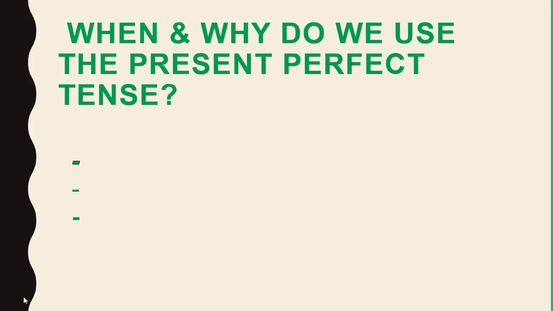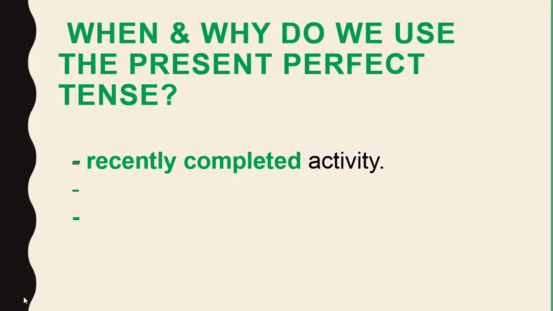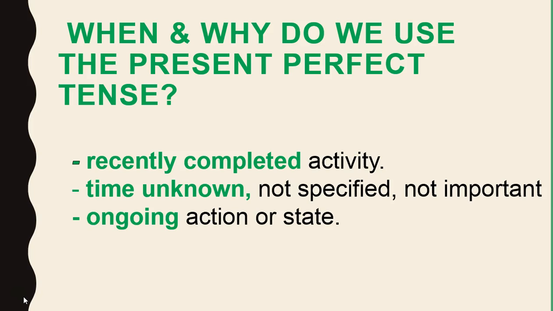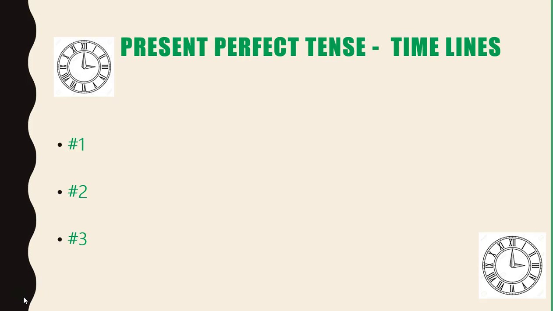Okay. Let's get on now, though. When and why do we use this present perfect tense? There are actually 3 main occasions when we use the present perfect tense. They are for recently completed activities, when the time is unknown or it's not specified or it's not referred to, it's just not important. And thirdly, for an ongoing action or an ongoing state.